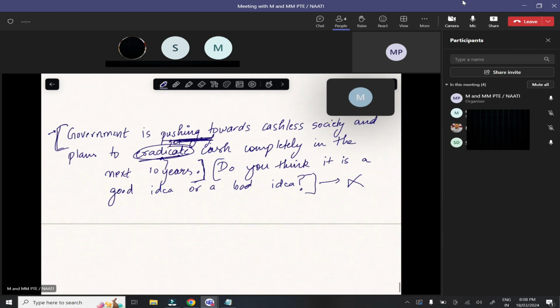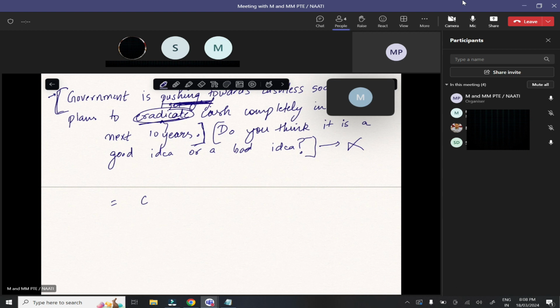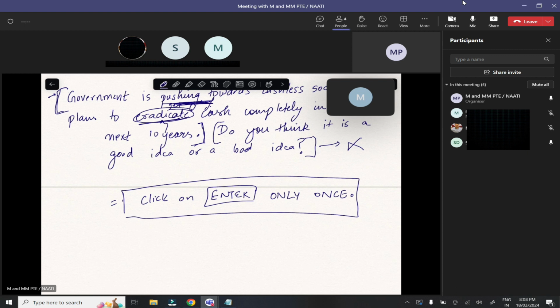On that, it reminds me of one thing, and please write this down in bold, capital, underline it, highlight it, whatever you want to do, but that's extremely important: click on the enter button only once after every single paragraph. Because in the exam, we would be typing down 4 paragraphs.